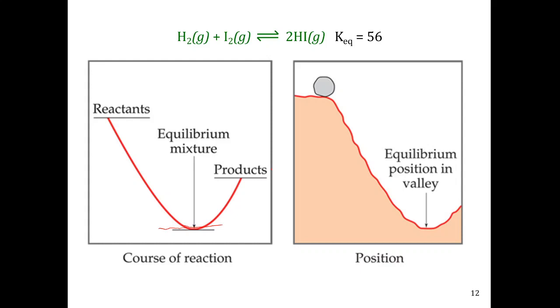So it's not favorable to go in the reverse direction. It's not favorable to go in the forward direction either. That would be over the course of the reaction. Then on the right, we have that same thing in terms of the boulder again. As it rolls down the hill, it gets to some point where it's not favorable to keep rolling in the forward direction or to roll back up the hill.